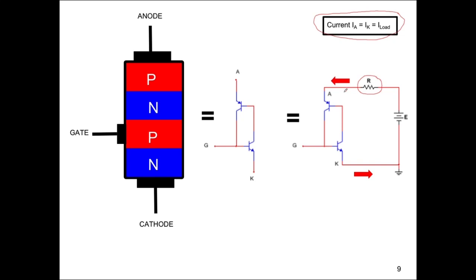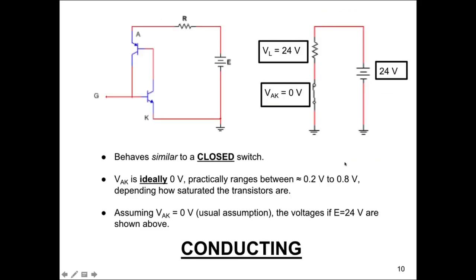Okay, so the load current, the anode current, and the cathode current are all, of course, going to be the same thing. So again, here we have a conducting SCR. We have a 24-volt battery. If the device is closed, ideally VAK is 0 volts. So this is the voltage anode to cathode, which is going to be over here, like there.